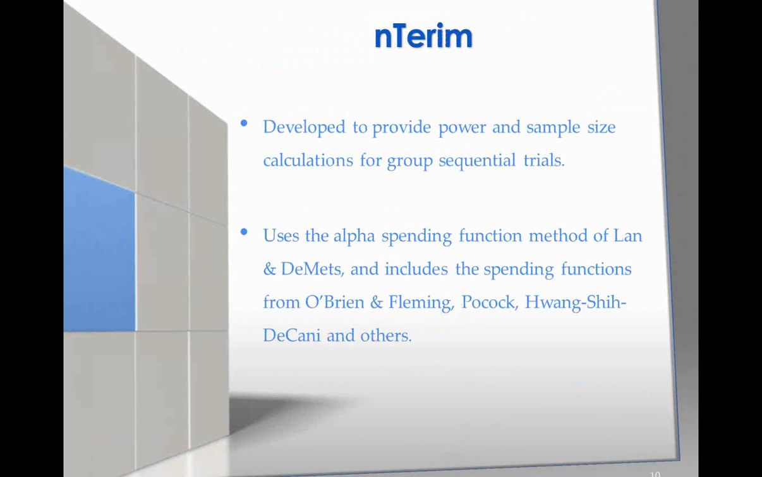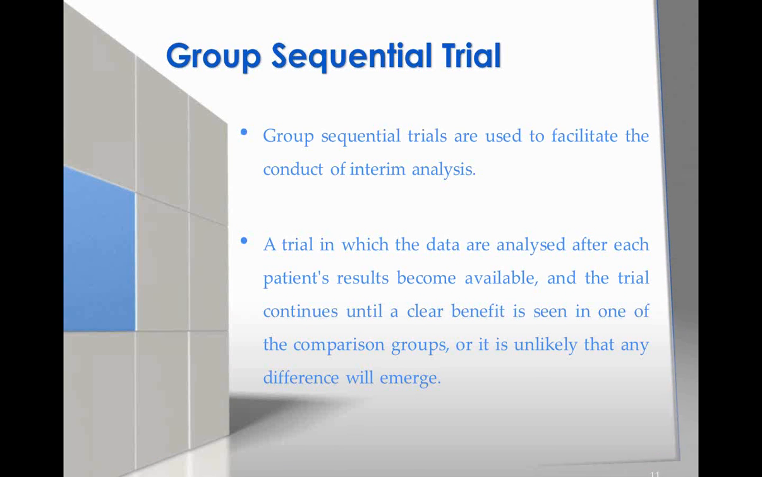Okay, so nTerm. Well, nTerm was developed to provide sample size calculations for group sequential trials. It uses the alpha spending function method of Lan-DeMets and includes the spending functions from O'Brien and Fleming, Pocock, Hwang-Shih-DeCani, among others.